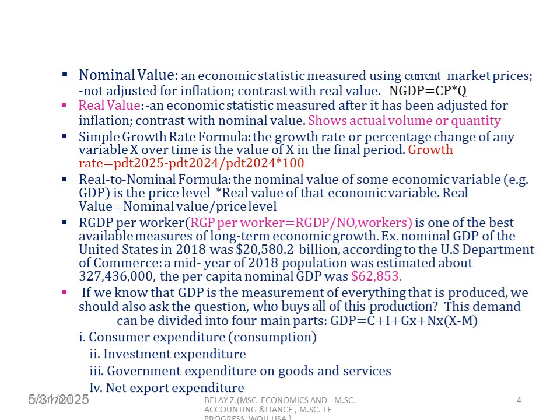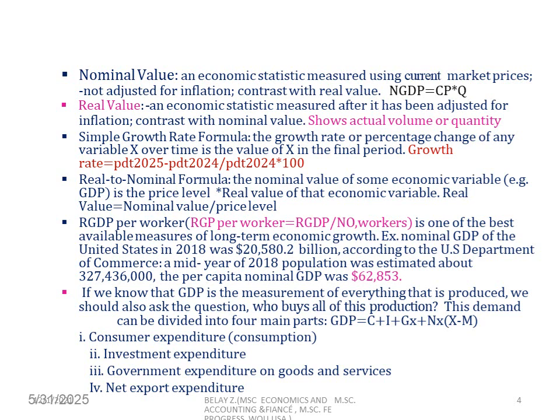Example, the nominal GDP of the United States in 2018 was 20.5 billion according to the USA Department of Commerce. In the mid-year of 2018, the population was estimated at about 327,436,000. The per capita nominal GDP was 62,853. This is per capita income or GDP.